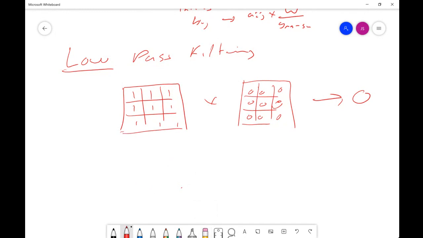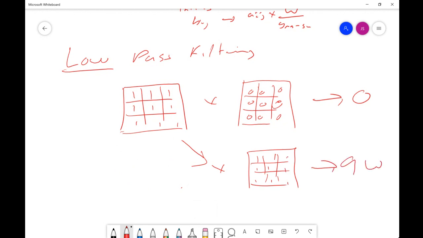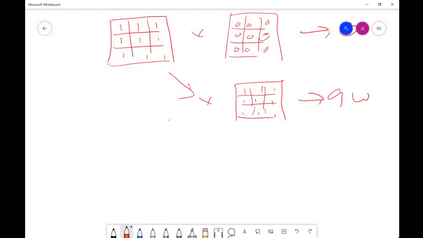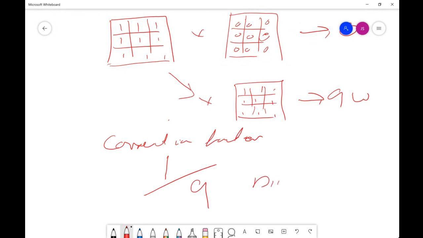If we're taking this, go multiply by all ones. No. That times that is going to be 9W. These are areas of constant intensity. They always occur in every image. So the correction factor for low pass filtering is a simple divide by 9. Okay. Any questions on that?